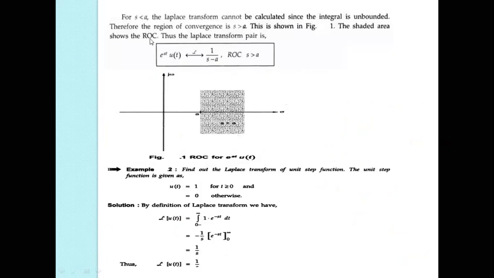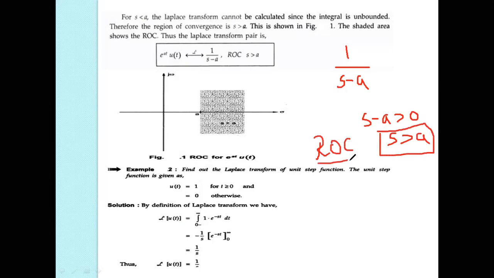Before going to the next example, you can see that for s less than a, the Laplace transform cannot be calculated. We have s minus a, the region of convergence. Take the denominator and keep it greater than zero: s is greater than a. This we call the region of convergence, ROC, my dear students. For s less than a, the Laplace transform cannot be calculated since the integral is unbounded.